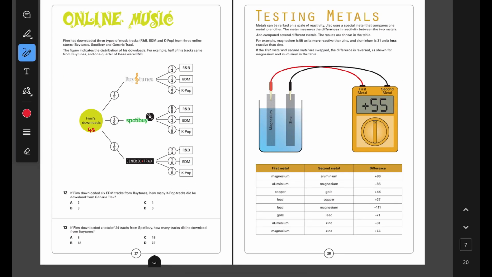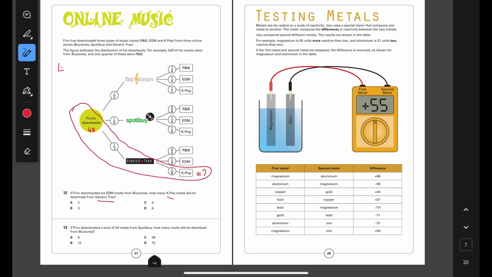What are they asking now? They want you to find how many tracks he downloaded in K-pop from generic tracks. So let us make the equation for this.